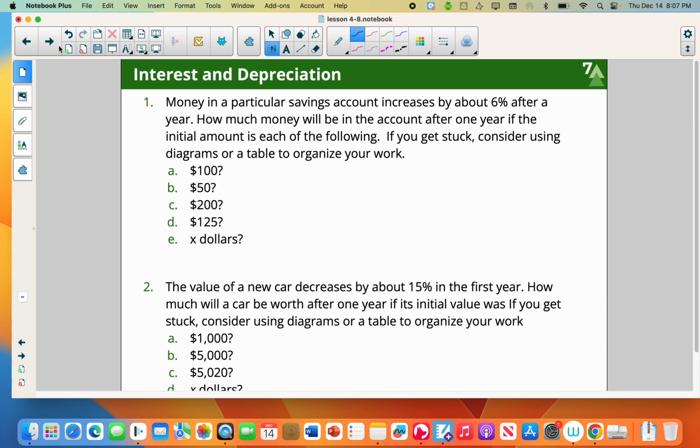So this was to get us thinking about writing equations even more and just practicing. So a particular savings account increases by about 6% after a year. How much money will be in the account after 1 year if the initial amount is each of the following? And so I'm just going to go ahead and make the table to help me organize it. So I have my initial money, and then I have our money after 1 year.